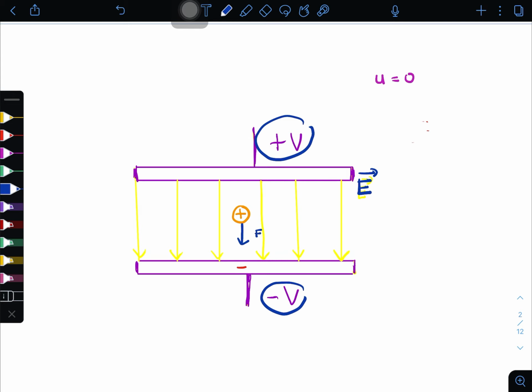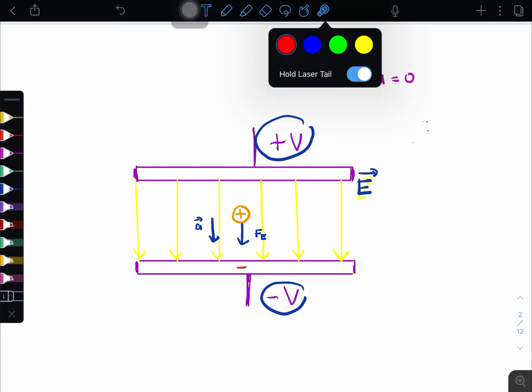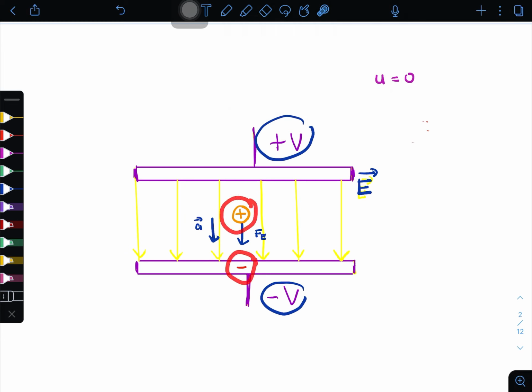So akan ada electric force here. So bila akan ada electric force dekat situ, maksudnya charge saya akan bergerak ke bawah. So bila dia bergerak, dia akan ada acceleration juga ke bawah. Kenapa dia boleh bergerak? Sebab dia attract. Kan ini positif, ini negatif, so dia akan attract. So bila attract, dia akan ada electrostatic force.